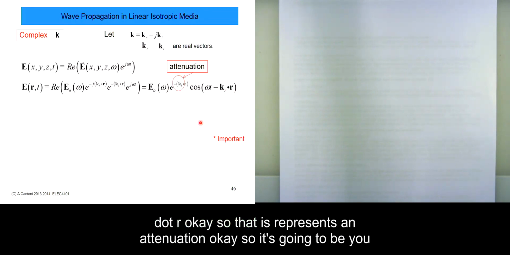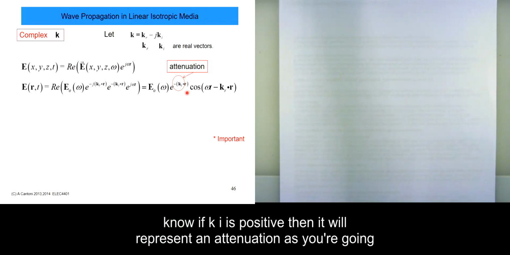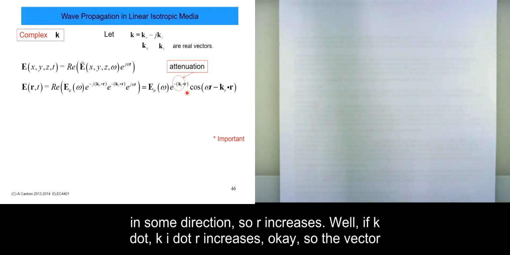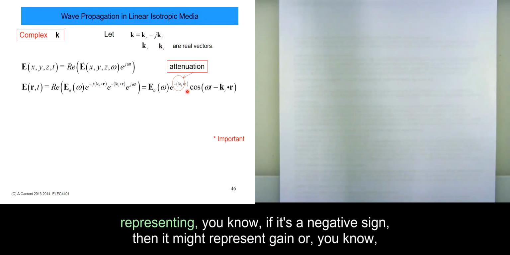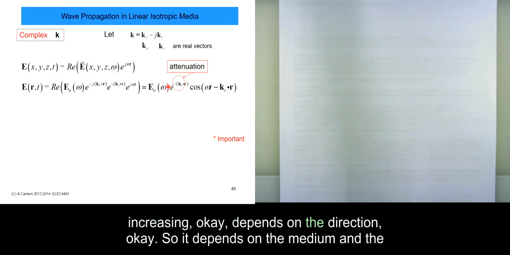So that represents an attenuation. If ki is positive, it will represent an attenuation as you go in some direction, that is, if ki dot r increases. The vector has a direction, so if you're going in the k hat direction, it will represent attenuation. If it's a negative sign, then it might represent gain, or increasing. It depends on the medium and the direction.